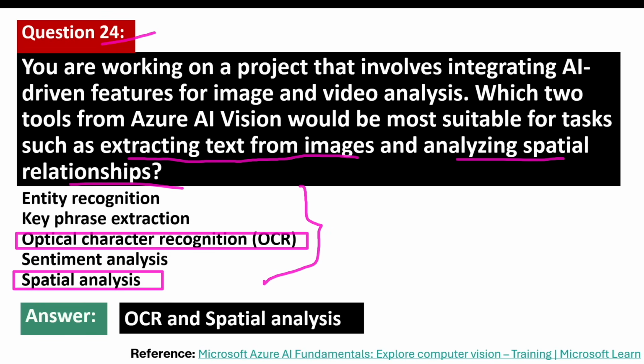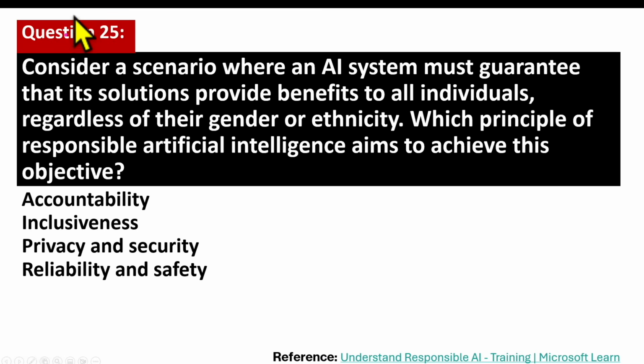First, let's understand what is Azure AI Vision. Azure AI Vision is a service provided by Microsoft that leverages AI to analyze images and videos. It can identify objects, extract text, understand spatial relationship, and even detect emotions. OCR or optical character recognition and spatial analysis are part of Azure AI Vision service. Let's look at question number 25.